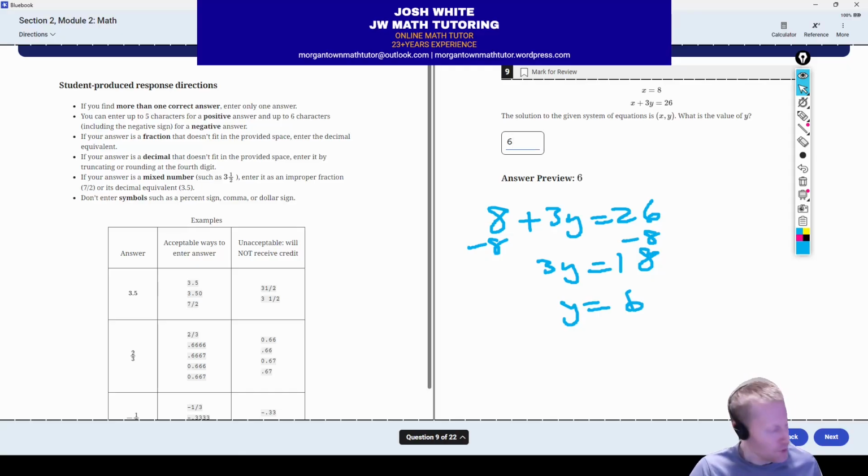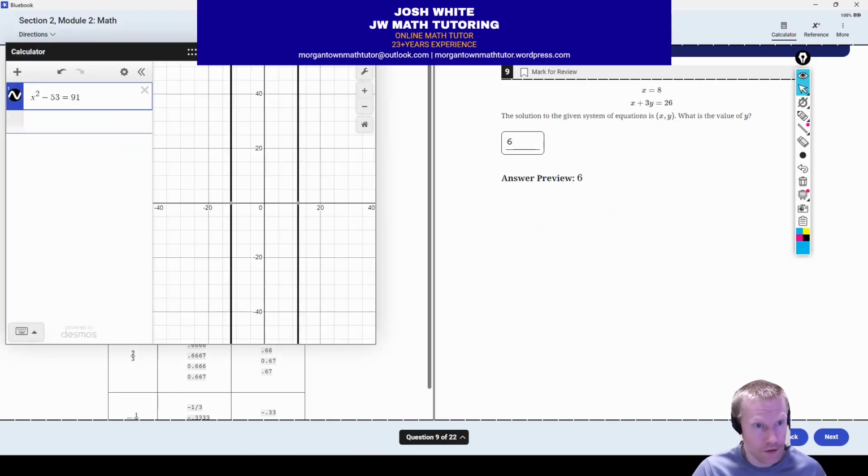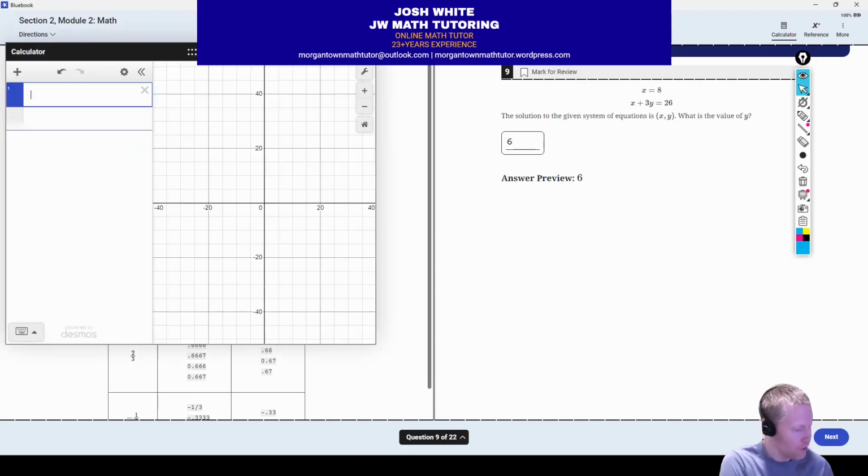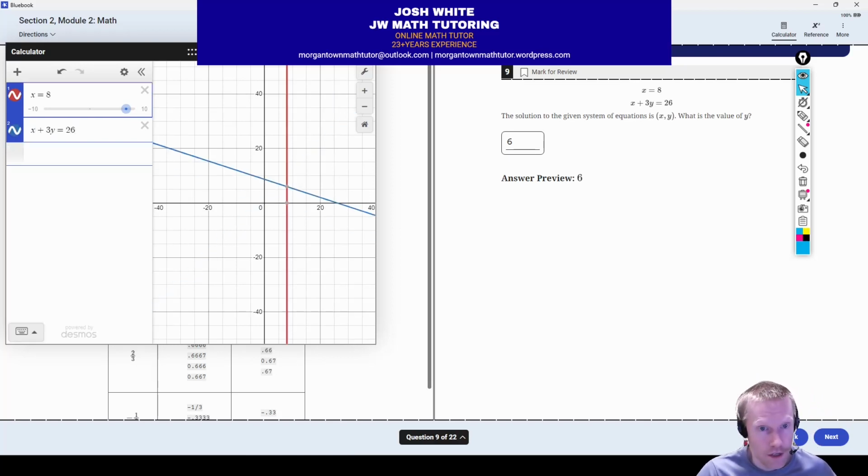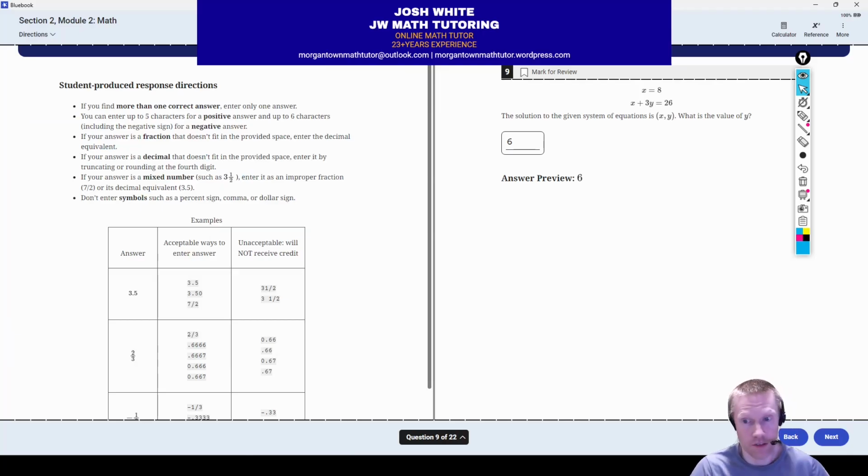Now, you could also do this in Desmos, of course. We just go to Desmos, type in the two equations, and we see where they intersect. So they intersect at 8, 6, and of course we are looking for the y-coordinate. So that just confirms 6 is the correct answer.